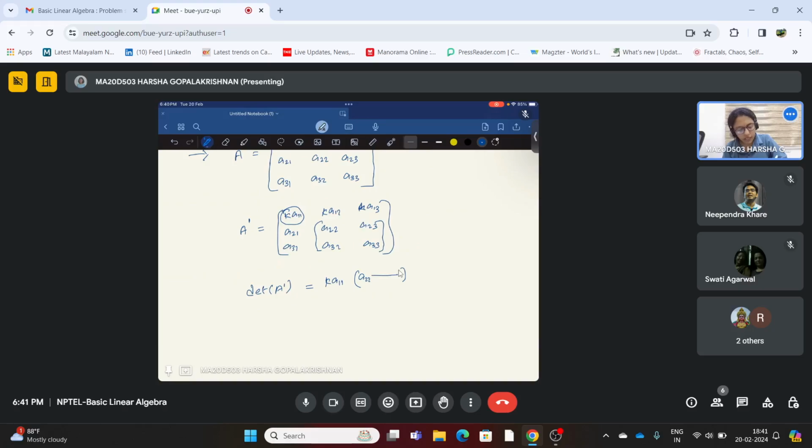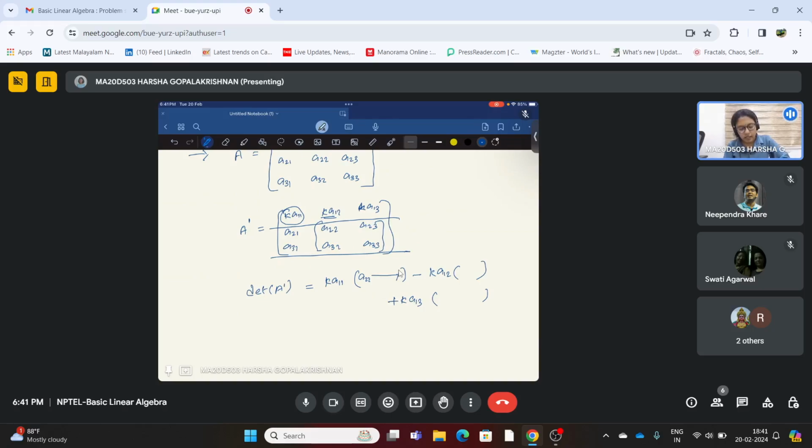some value. I am not writing the full term. In the next step, minus Ka12, we take the second element Ka12 and the determinant of the remaining portion, plus Ka13 into the determinant of the remaining portion. The remaining portion means we are considering only the second and third rows, the submatrix from the second and third rows.